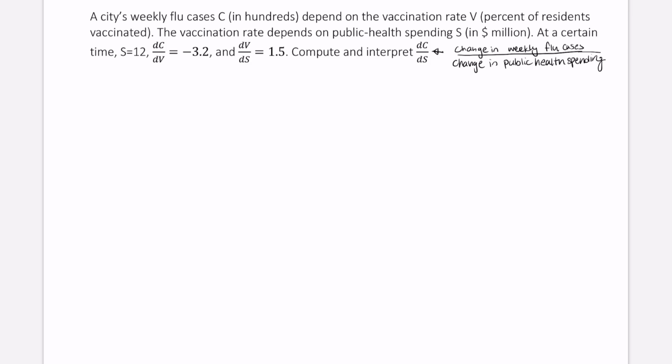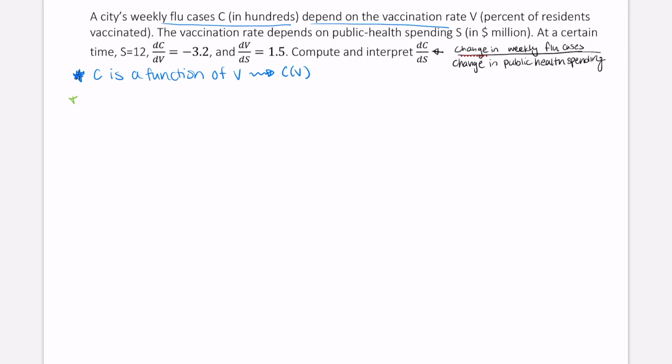Okay, so let's get a handle on our functions. And let's start first with C. So C is the weekly flu cases in hundreds. And what does this depend on? It depends on the vaccination rate. So C is a function of V. Okay, so we would write that as C of V.